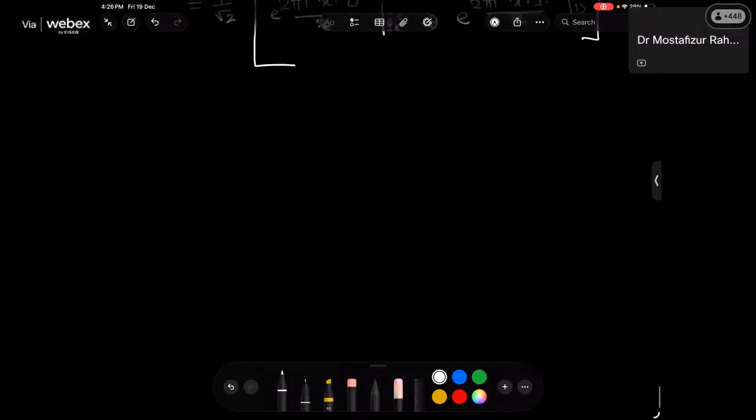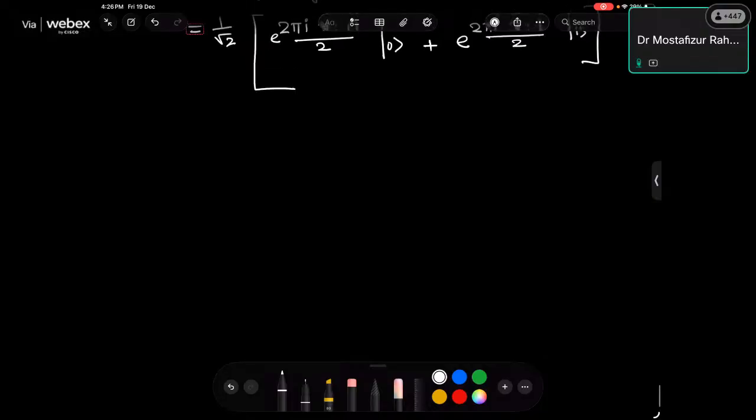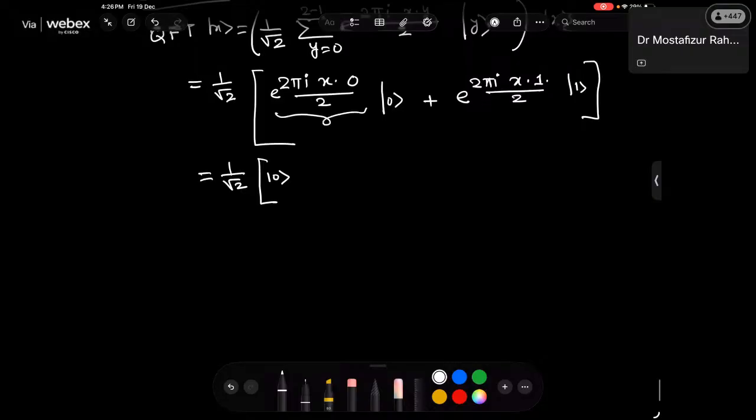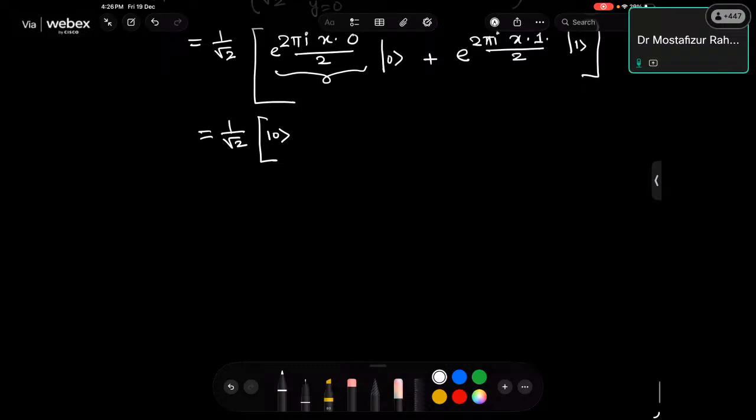So if this is the case, then the first part will be equal to 1, because e to the power 0 is 1. So ket 0 plus e to the power i pi x ket 1. So this is the thing we have.